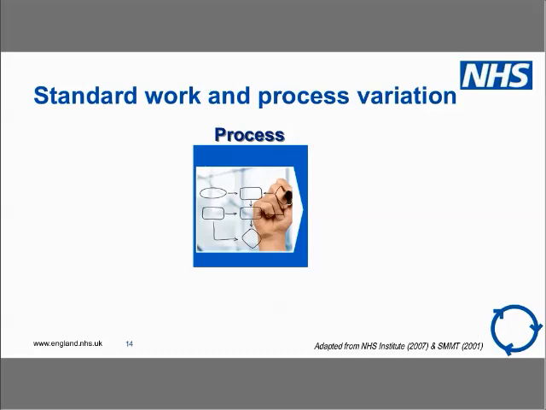So we've got an example here to illustrate these concepts of standard work and process variation. In the center of the screen, hopefully you can see the box that's labeled as a process. In continuous improvement and lean work in particular, we conceptualize all of our work as processes. And processes are effectively interrelated activities that transform some inputs into some outputs. So we put some stuff in and we want to get some stuff out.